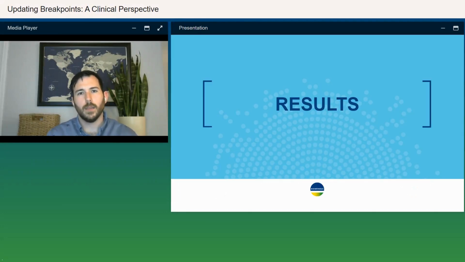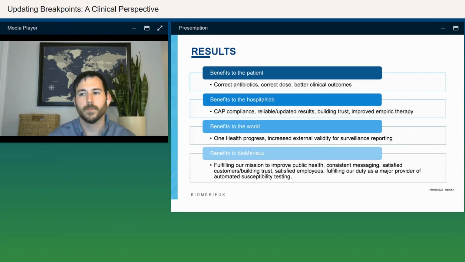So lastly, by supporting our labs on this whole journey that we've gone on today, and providing tools that we hope will be of benefit for you, we are providing benefits to patients, hospitals, and the world. To the patient, we're hoping to give the correct antibiotic at the correct dose and at the right time, and hoping to improve their clinical outcomes.